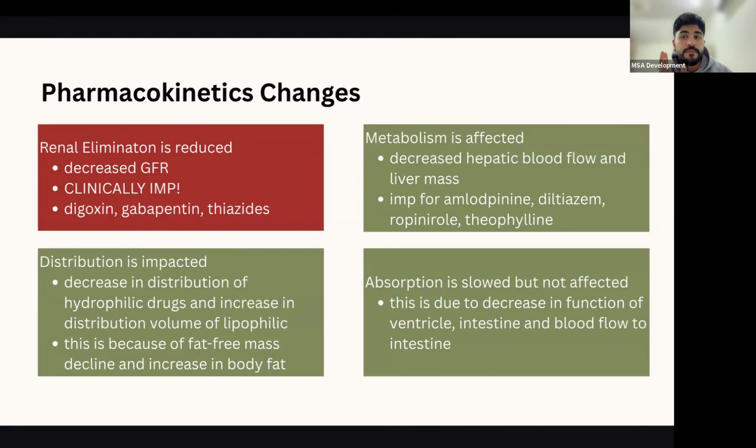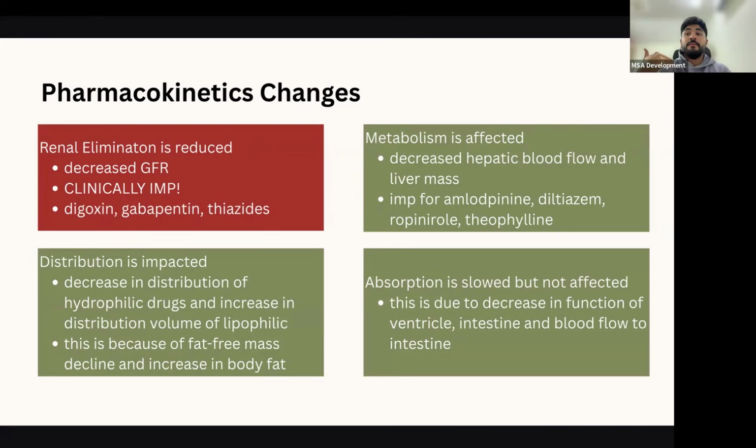Why is this important? This is important because there are some medications that you have to give for elderlies, like, for example, digoxin. Digoxin is a toxic medication. By the way, they stopped using it often now. But imagine you're giving this patient digoxin, and the elimination process from the body is reduced.